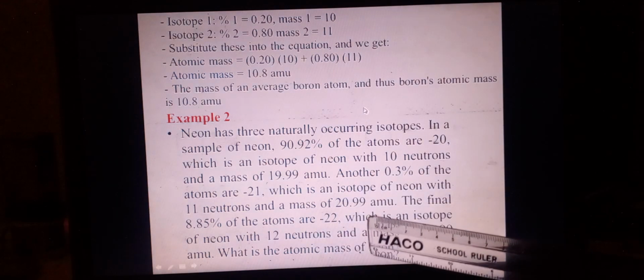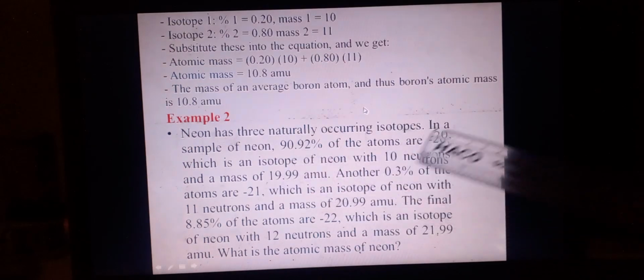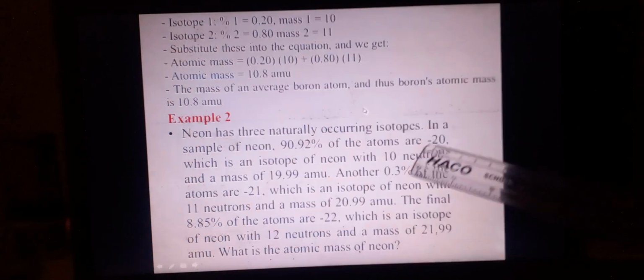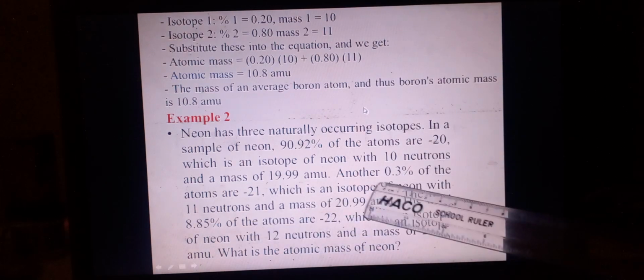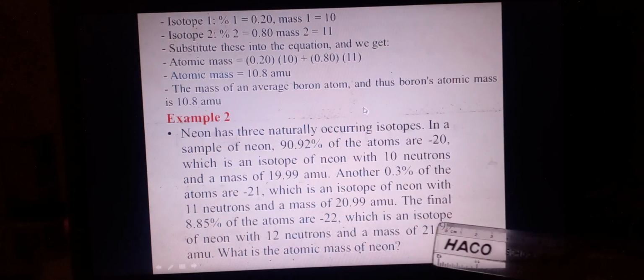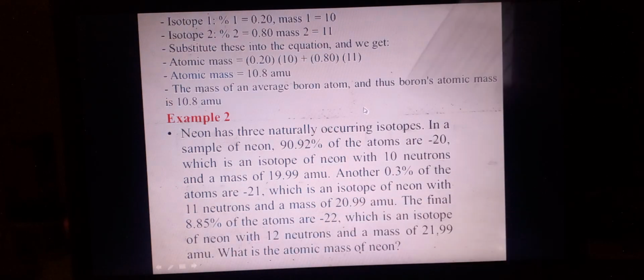Now that is the information. The values have been given respectively. You can see the first one, percentage abundance, mass number. The second one, percentage abundance, mass number. Then the last one, percentage abundance, then the mass number is given there.